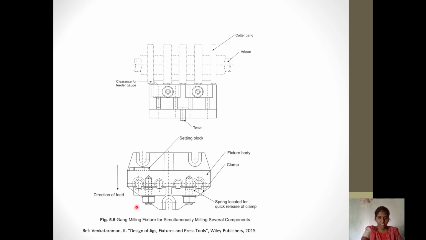So the tenon is there, and we have a gang of cutters which is mounted on the arbor. This is the fixture body. Clamps are there. Then a spring located quick releasing clamp is there to release the component. Down feed is given in this direction.